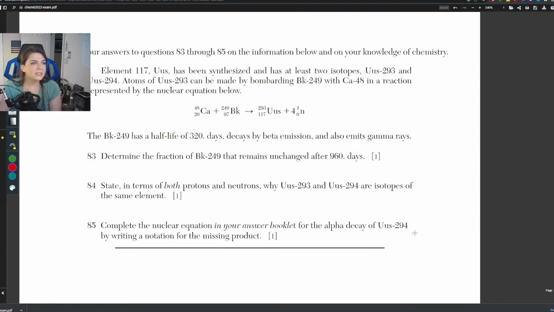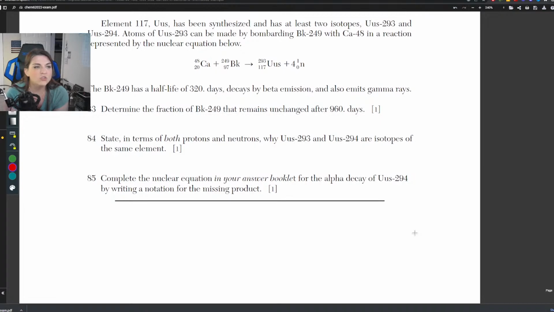Last set. Fantastic. Element 117, which currently has a name, but they're calling it in the Regents Exam UUS, has been synthesized and has at least two isotopes, UUS-293 and UUS-294. Atoms of UUS-293 can be made by bombarding berkelium-249 with calcium-48 in a reaction represented by the nuclear equation below. The berkelium-249 has a half-life of 320 days, decays by beta emission, and also emits gamma rays. Determine the fraction of berkelium-249 that remains unchanged after 960 days.